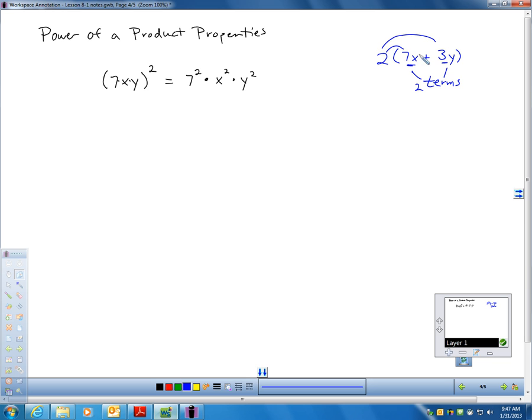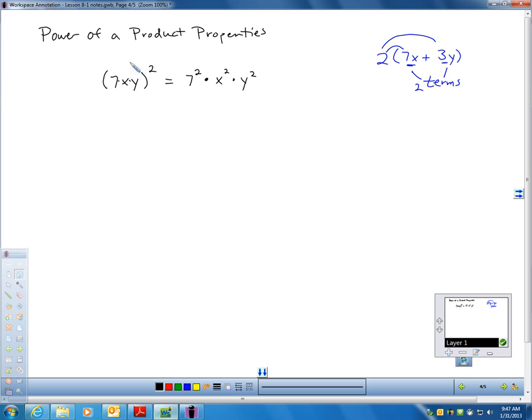Distributing is when you're multiplying a coefficient into terms. There aren't any terms in this problem. I just have 7xy, so I'm not adding or subtracting anything. I just have to make sure I apply the second power to 7, to x, and to y. Okay, so that's what this property is trying to tell me to do. Just apply the power to each thing or each factor.